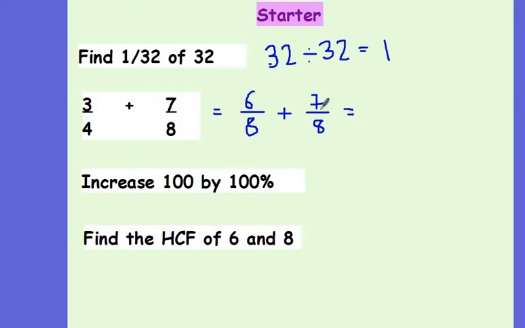We're going to add those together now. 7 plus 6 gives me 13 over 8. I'm going to leave that as an improper fraction. However, you could have also written 1 and 5/8. That would also be correct.